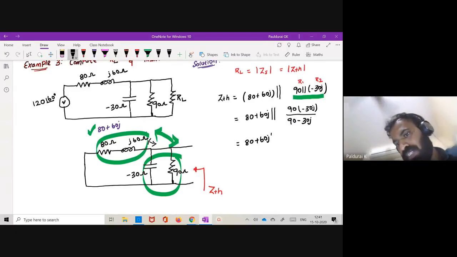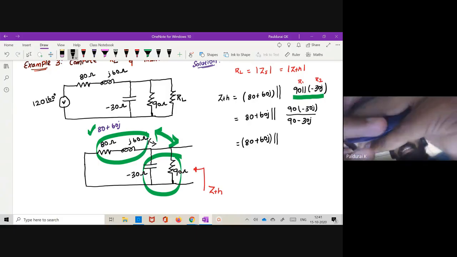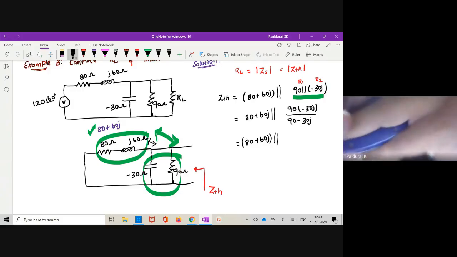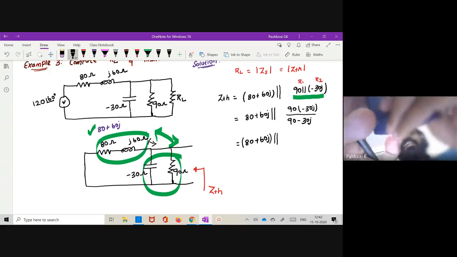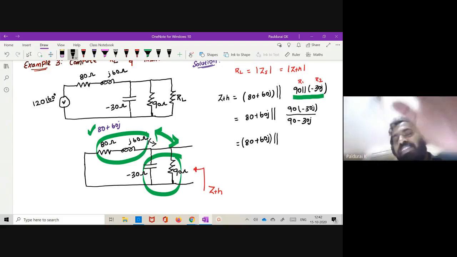Okay. So now what is this value? 80 plus 60J in parallel with 90 minus 30J. It won't take this much time if you are good with your calculator. I will calculate. 90 into minus 30i divided by 90 minus 30i. That's it. It will throw you the answer.